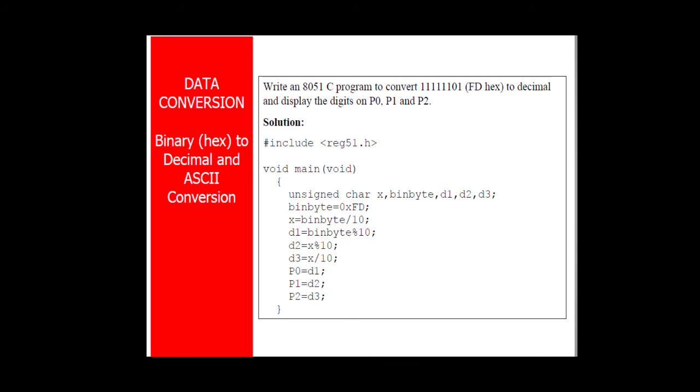Write an 8051 program to convert FDH to decimal and display the digits on P0, P1 and P2. This is binary to decimal and ASCII conversion.